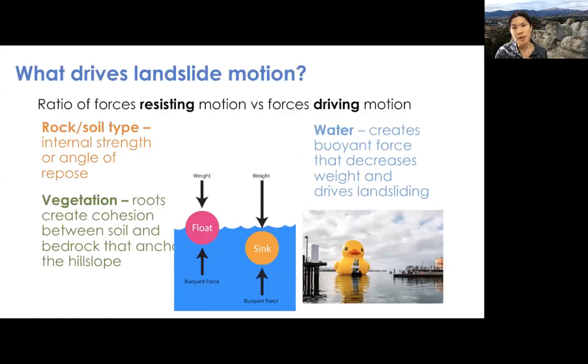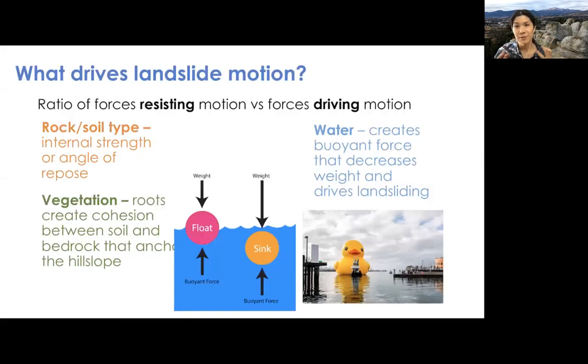On the flip side, we have things that can drive motion. Even though we talked about wet sand on the beach actually strengthening material, it turns out water, more often than not, decreases the strength of the hill slope and drives hill slope failure and landsliding. The reason for this is that water is going to create a buoyant force that decreases the effective weight of the hill slope. Just like your rubber ducky floats because of buoyant forces, so do all of your soil particles.